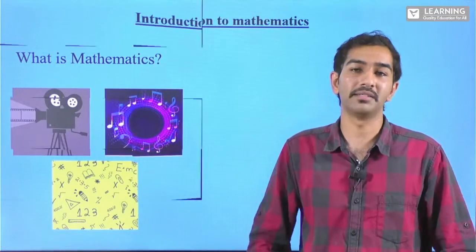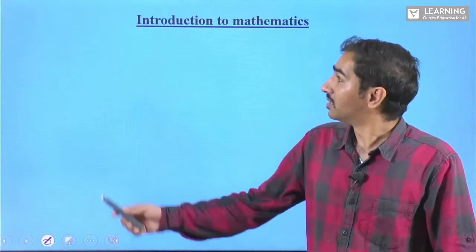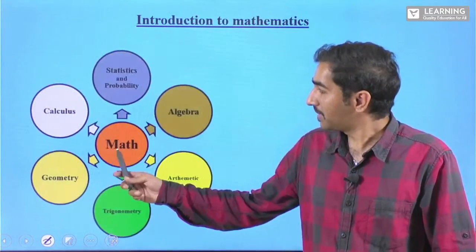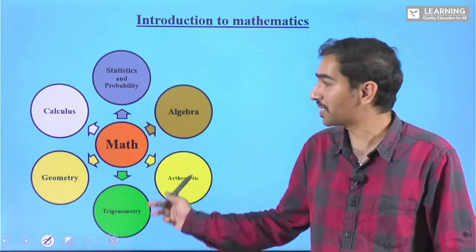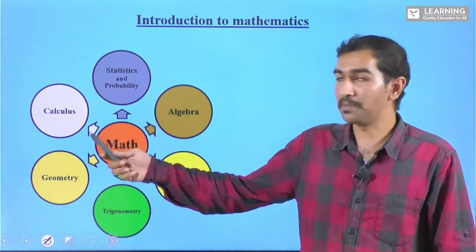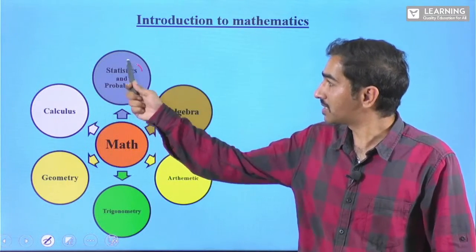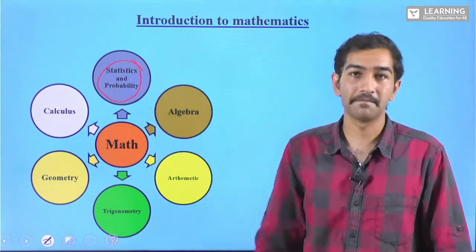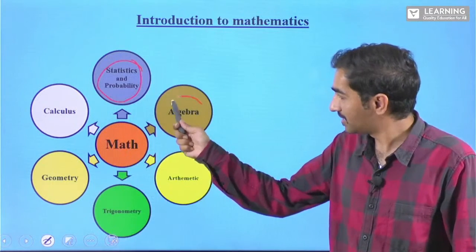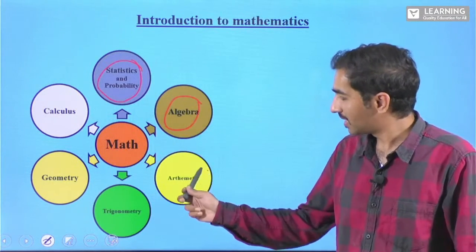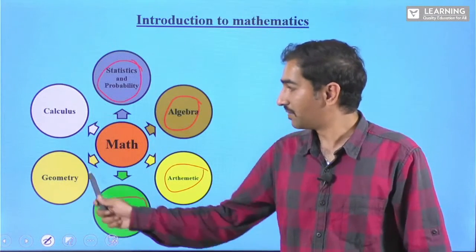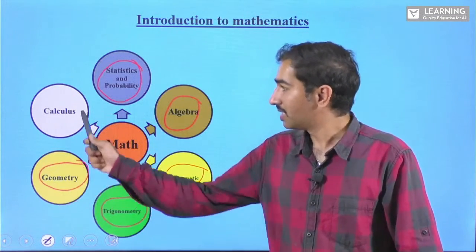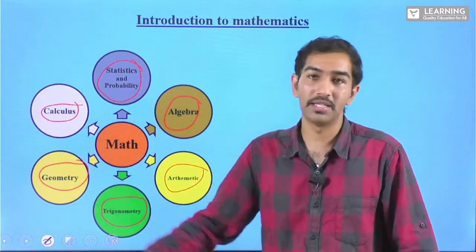Further knowing about it, mathematics has been classified into 6 different fields or 6 core topics. So let us see one by one. The very first topic is statistics and probability. The second one is algebra. Third is arithmetic. Fourth is trigonometry. Fifth is geometry. And the sixth one is calculus.